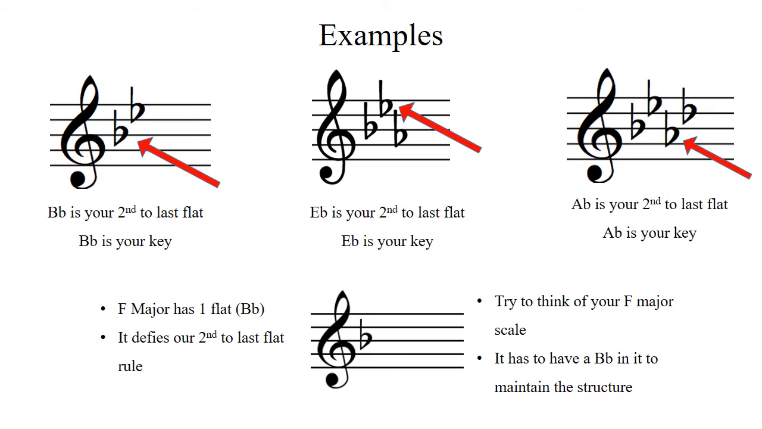So before we move on, let's just take a second and talk about F major because it's kind of funky. It defies our second to last flat rule because it only has one flat in its key signature. So the best way that I can think of to remember F is to relate it to the F major scale. So think back to when you built your F major scale, you had to add a B flat to it, right, to maintain that major scale structure.